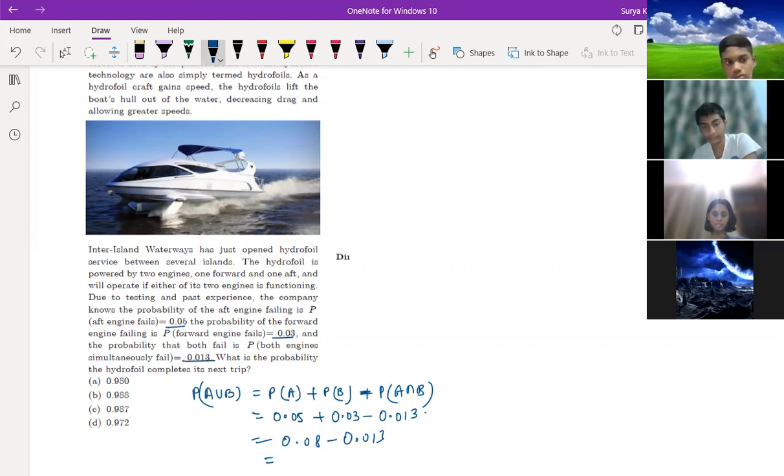Wait here, because we can directly subtract it, because the boat will not stop if one of the engines fails. This is coming out something different. Let me check.